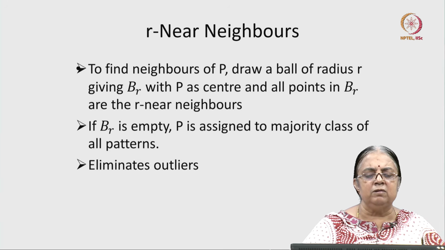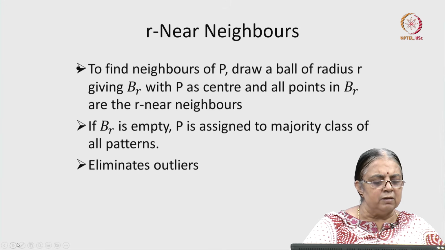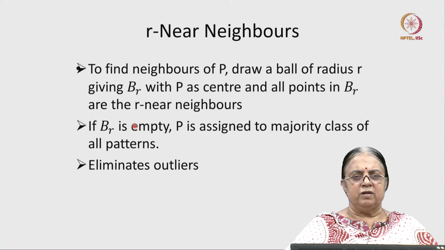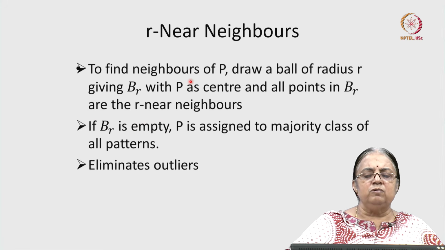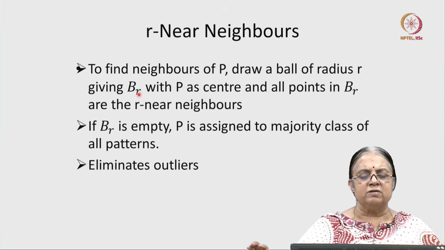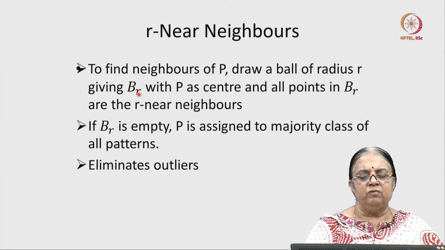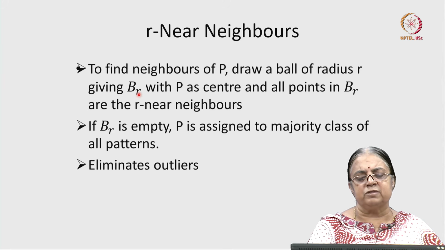The third one is called the r near neighbors. What you do in the r near neighbors is that instead of taking k neighbors or some number of neighbors, you decide some radius r and draw a ball of radius r, and you get BR. You take all the points which fall inside this ball, and you find the majority of the classes of those points.